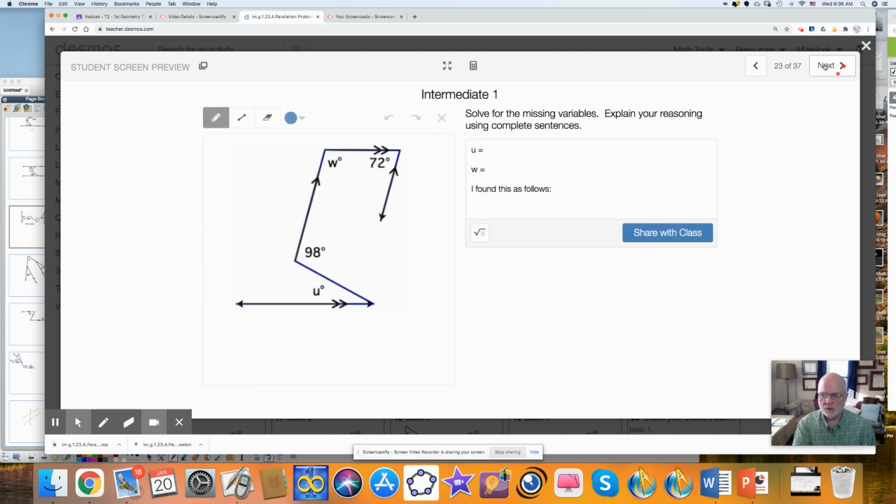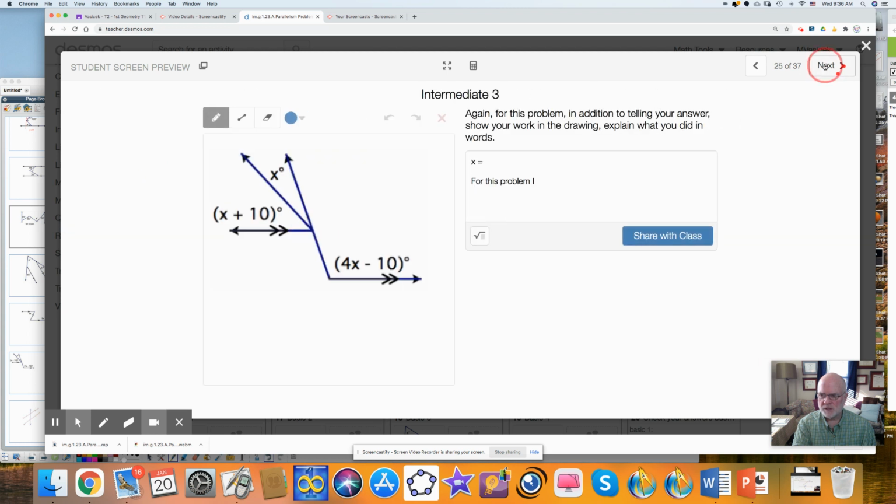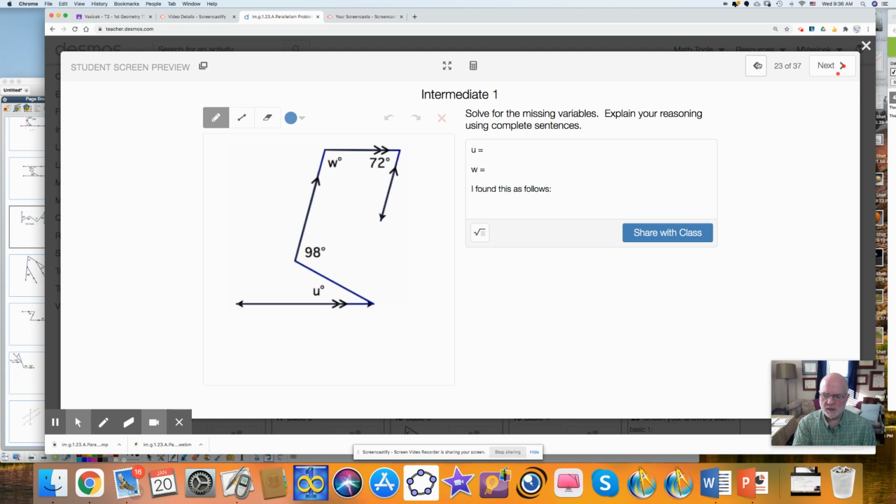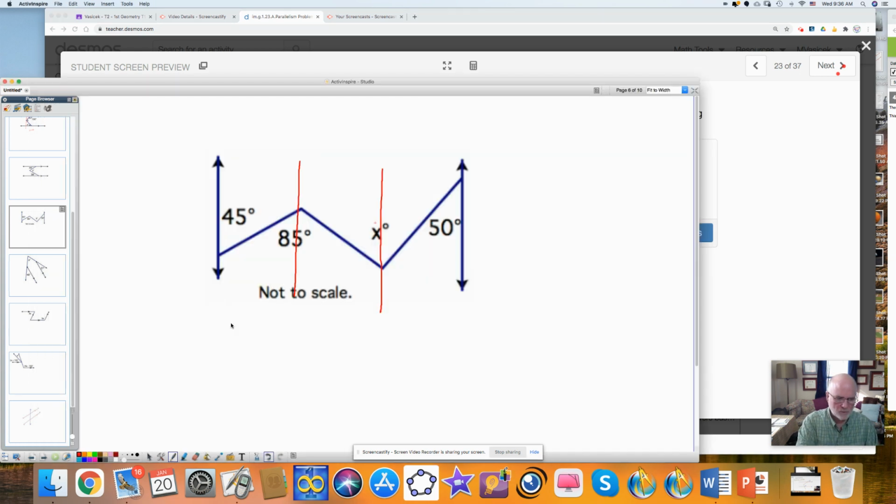And the answers are shown. If I go over a couple of pages, here's the answers. But I need you to actually explain your reasoning when you do these problems. And I will show you how I would mark the drawing for some of these. Let's see if I can do this one. Copy it over to my whiteboard.